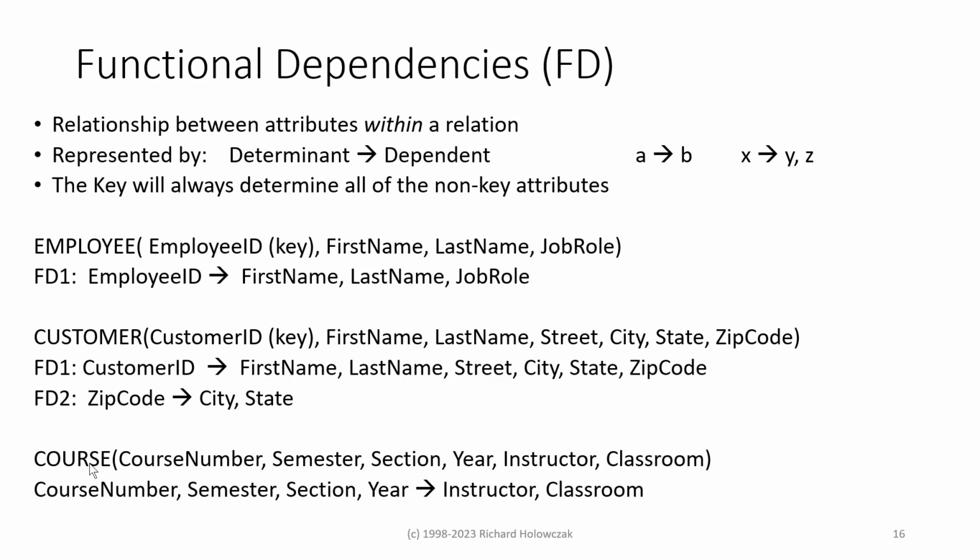Here's another example. Here's a course relation with course number, semester, section, year, instructor, and classroom. Here, we need a combination of the course number, the semester, the section, and the year. And taken all together, that will determine the instructor and the classroom. So everywhere you see the arrow, these are all examples of functional dependencies. These are super, super important. Probably one of the most important parts of normalization is writing down the functional dependencies before you do any work at all.